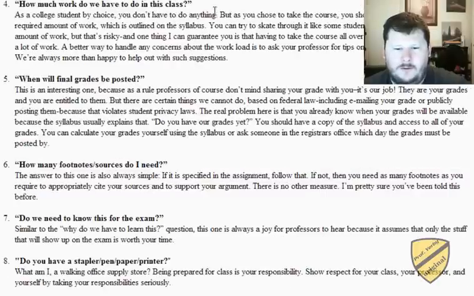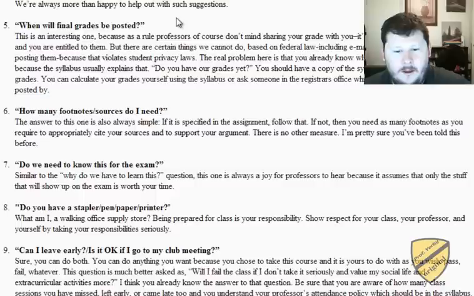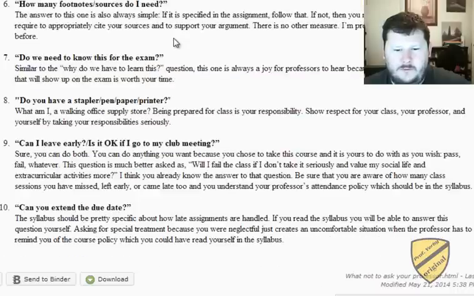How much work do we have to do in the class? All of it, right? When will final grades be posted? There's a calendar out there. There's a course syllabus, and grades will be posted usually within 1 week of the last grade. How many footnotes or sources do I need? Again, it's probably already specified in the assignment.